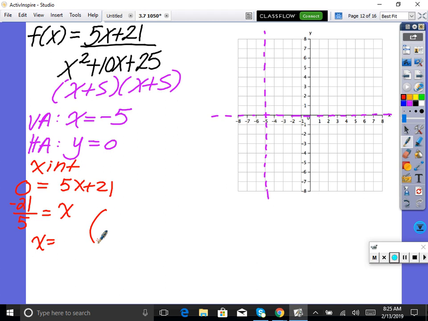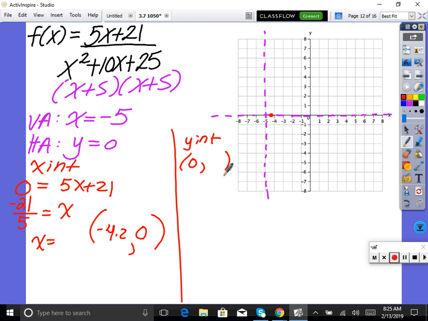So we have the point negative 4.2 comma 0. Agreed? So look, it's crossing the x-axis at negative 4.2. Now, it's on the asymptote. Should we freak out? No, it's on a horizontal asymptote. Everything's good here.